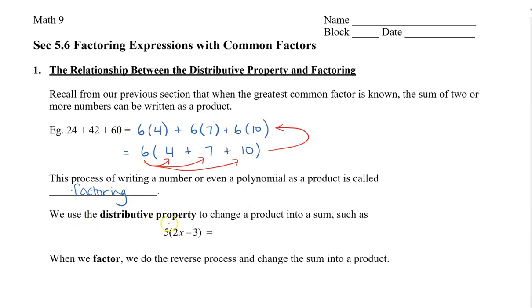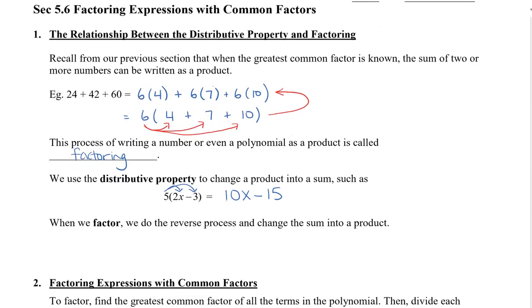Now, we use the distributive property to change a product into a sum. So, for example, we have here 5 times 2x minus 3. So when I distribute, I'm going to go 5 times 2x, which is 10x, and then 5 times negative 3, which is negative 15. When we factor, we do the reverse process, and we change the sum into a product.